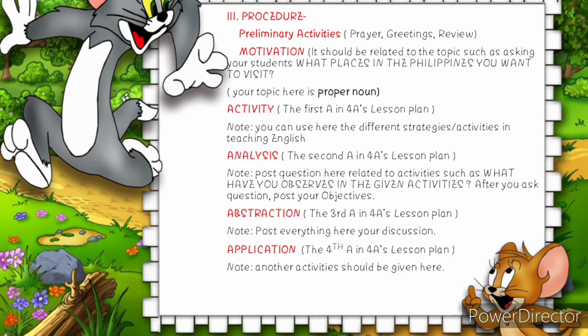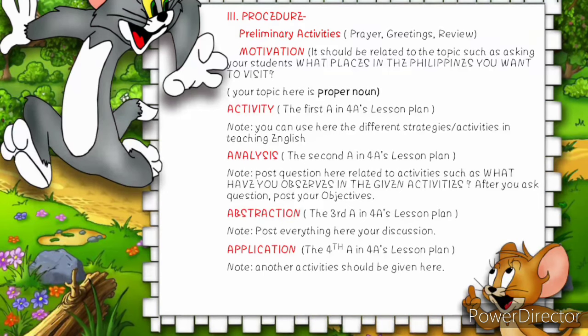So you gradually introduce the topic to them. Even if you didn't mention it, the topic of the class is proper noun already, right? You can also have a follow-up question about why you want to visit these places. It's a very simple question, yet it's very engaging for the learners.